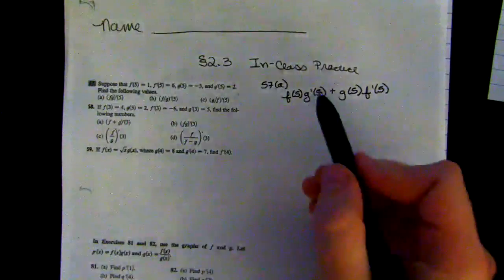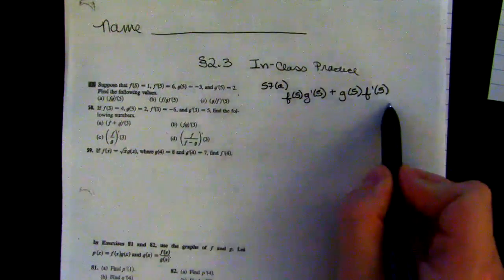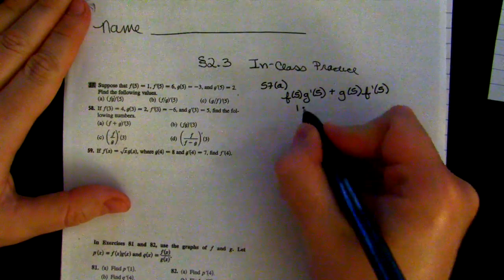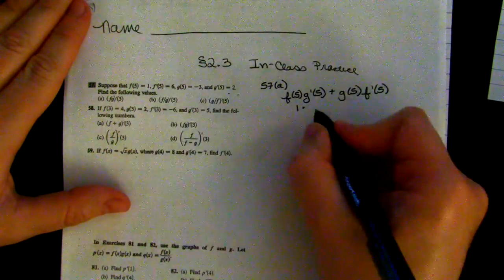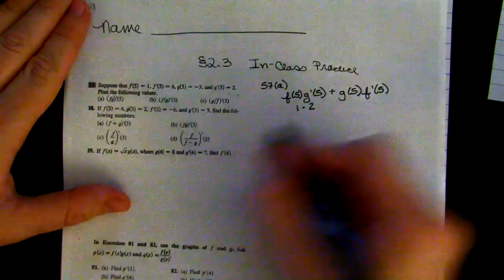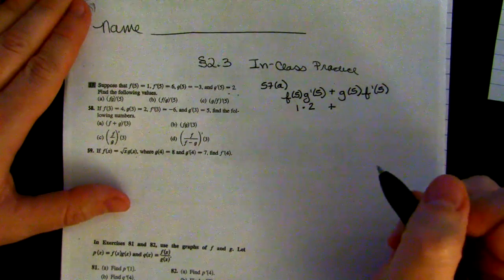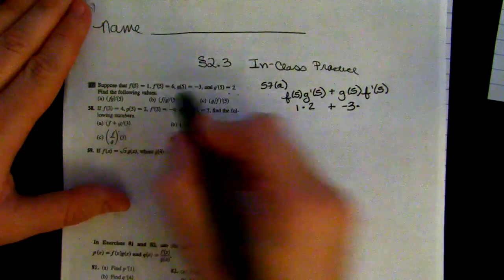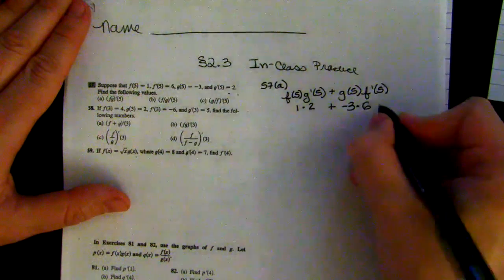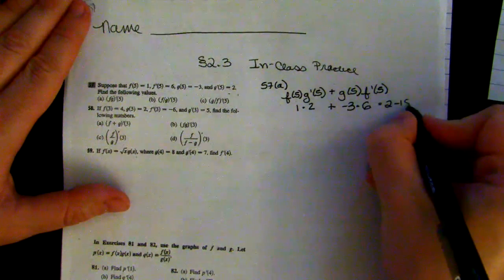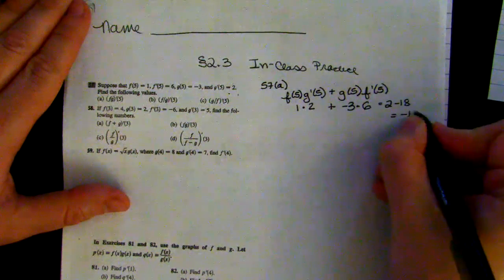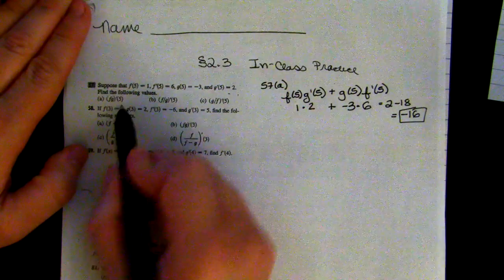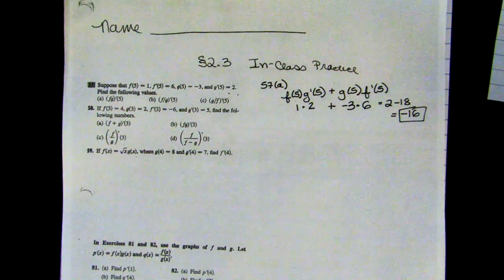Well, now, all we need to do is pull these values out of the information we were given. f of 5 is 1, g prime of 5 is 2, make sure you're pulling g prime of 5 and not g of 5, plus g of 5, okay, that's negative 3, times f prime of 5, that's 6. You're going to get 2 minus 18, and your derivative, the slope of f times g at x equals 5, is going to end up being negative 16.